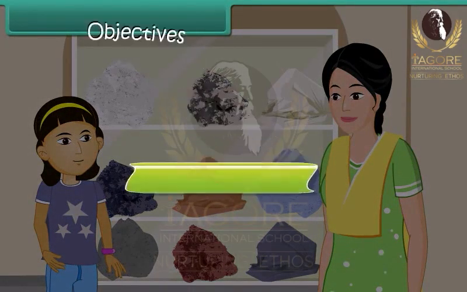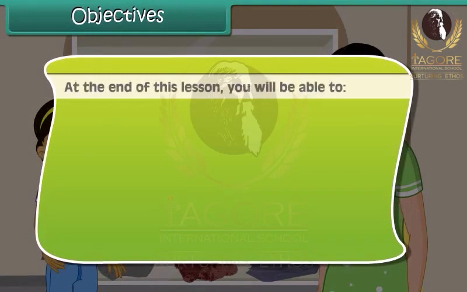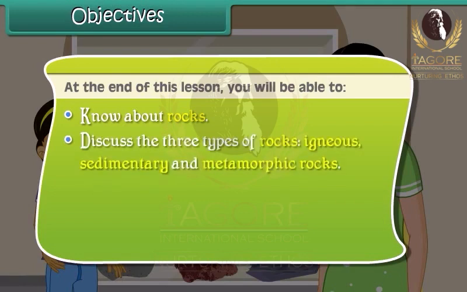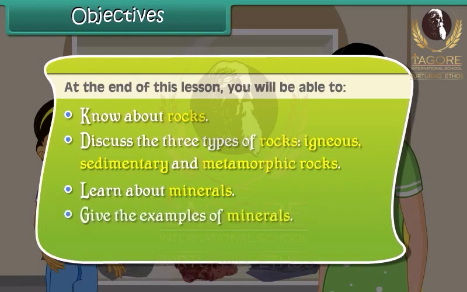Objectives. At the end of this lesson, you'll be able to know about rocks, discuss the three types of rocks: igneous, sedimentary, and metamorphic rocks. Learn about minerals. Give the examples of minerals. List the uses of rocks and minerals.